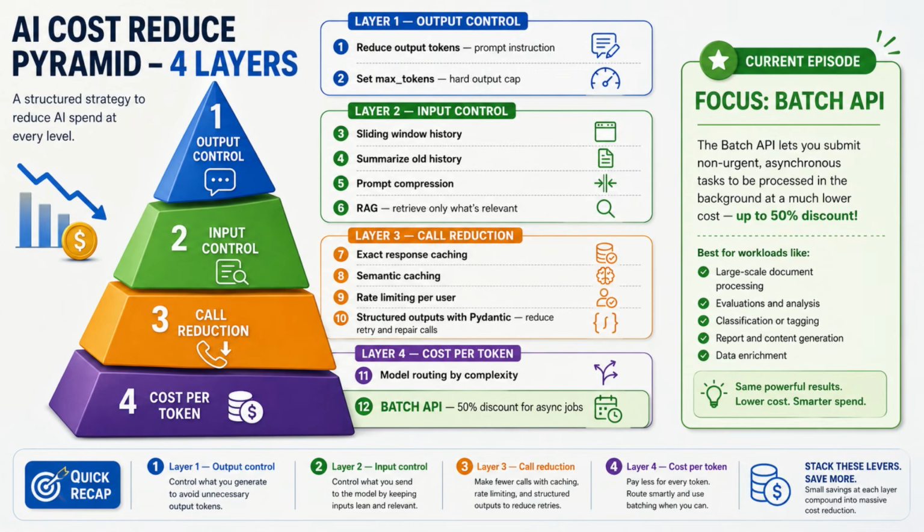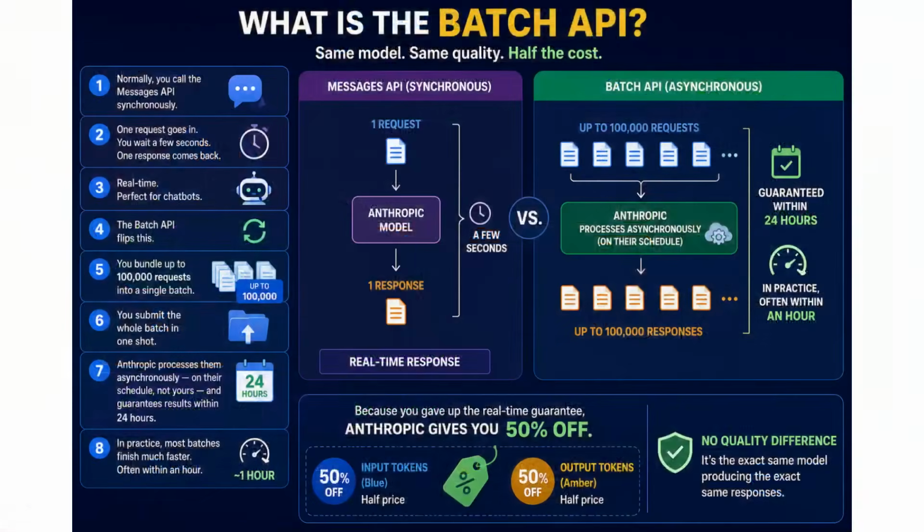And now, in this episode, we focus on the Batch API, a powerful option for non-urgent asynchronous workloads that can reduce API costs by up to 50%. Instead of paying full price for tasks that do not require an immediate response, such as large-scale document processing, evaluations, classification, or report generation, we submit them as a batch and let the provider process them in the background at a much lower cost. So what exactly is the Batch API?